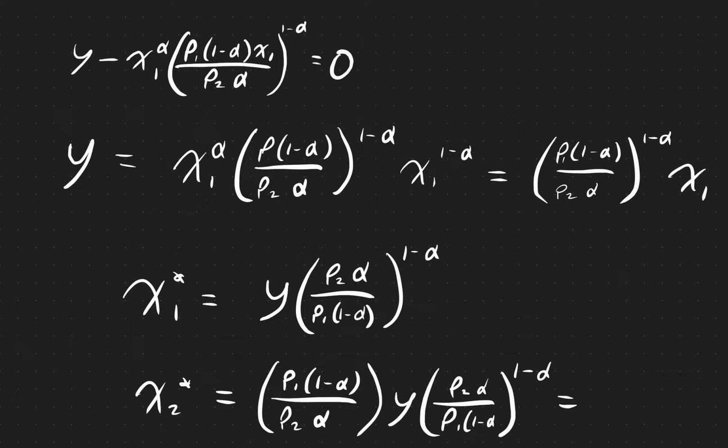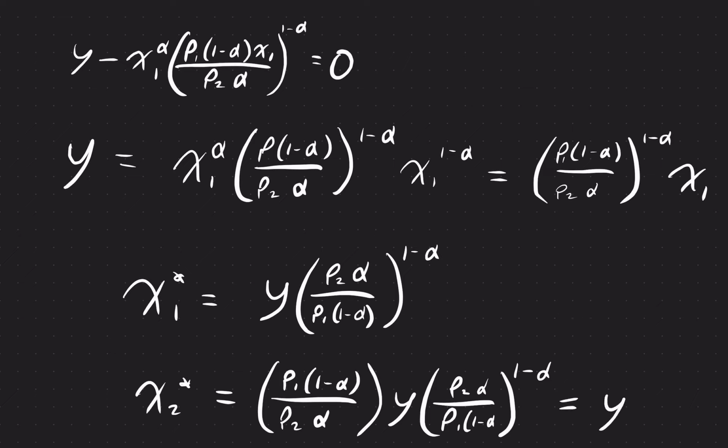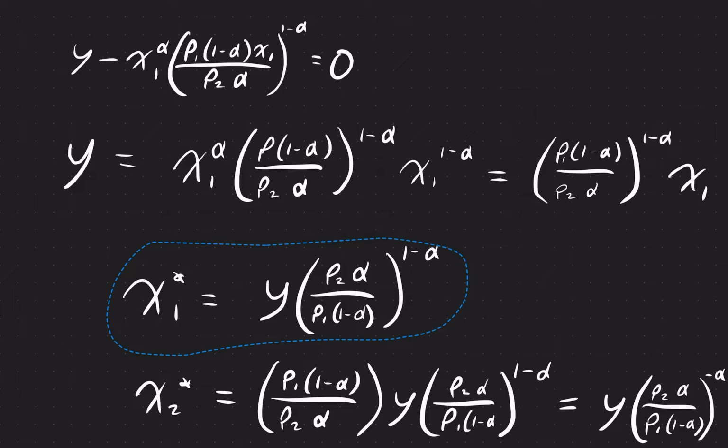And you get this to be equal to y times, sorry, let me be more clear. This is equal to p2 alpha over p1 1 minus alpha to the negative 1. So when we add the exponents, we're just going to be left with a negative alpha. So that's what I meant by that. Equals y times this ratio to a negative alpha. And that's our x1 and x2. Let's copy these onto the next page.